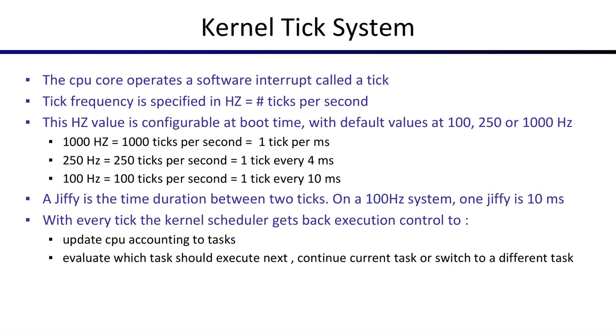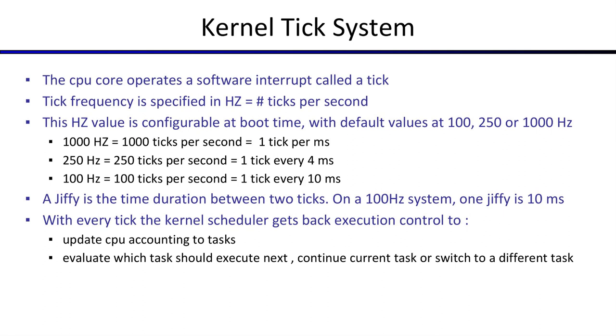It now has the chance to make changes to the execution. So when you get back control, the kernel evaluates which task should be run next. Now the choices are you can continue to run the task that you're running, or you can switch to a different task. If you do switch to a different task, that will first need a context switch to happen, and then you start the other task.